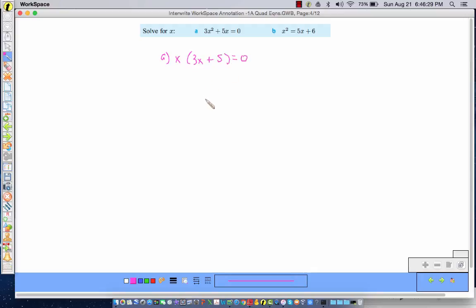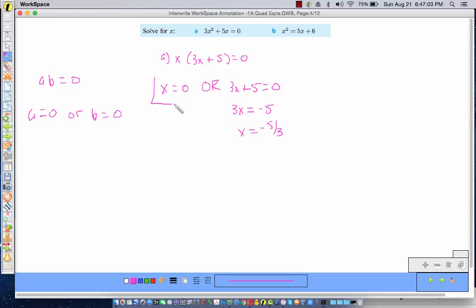And this is the beauty of the zero product principle. If you remember, that's A times B equals 0. So A equals 0 or B equals 0. Either one, if this is equal to 0 or this is equal to 0, I have a true statement. So I can say x is equal to 0 or 3x plus 5 equals 0. Solving, I have x equals 0. Here, 3x equals negative 5 or x equals negative 5/3. These are my two solutions. This one right here and this one right here.